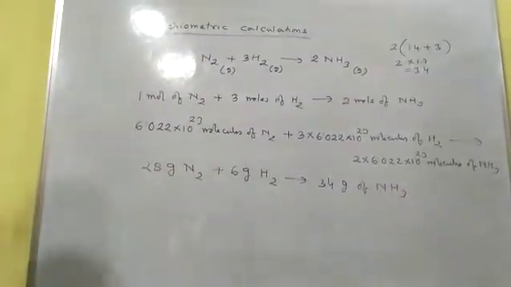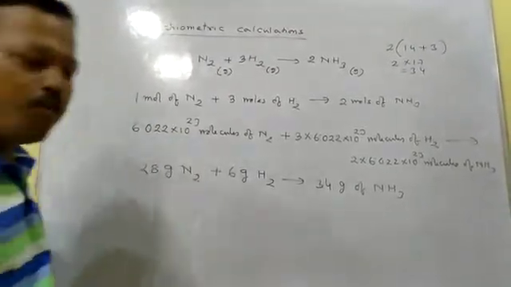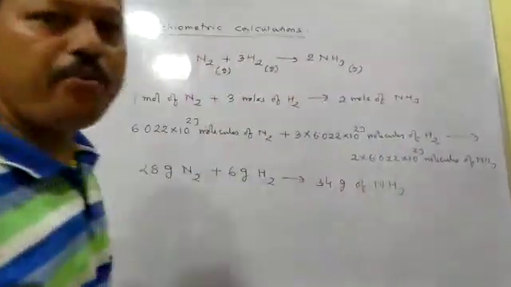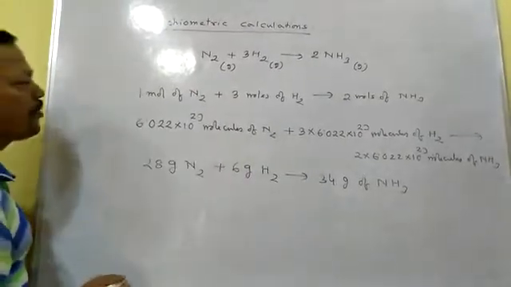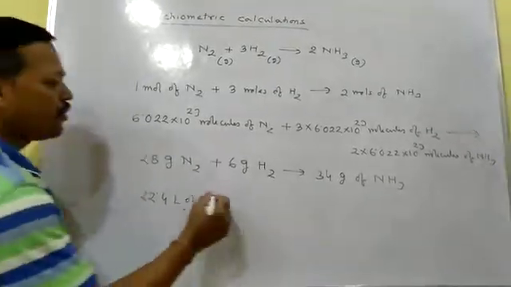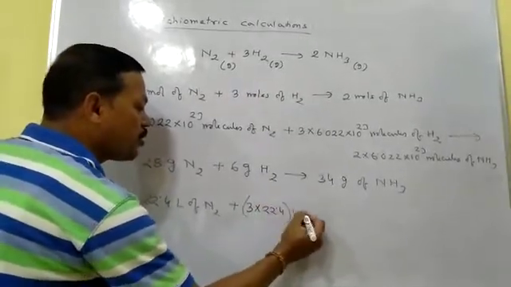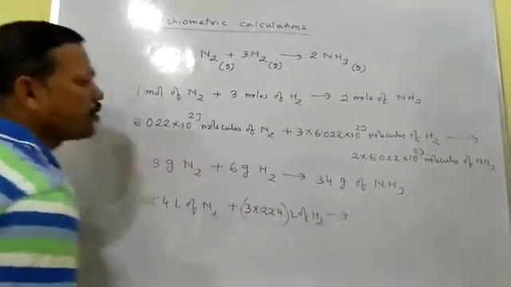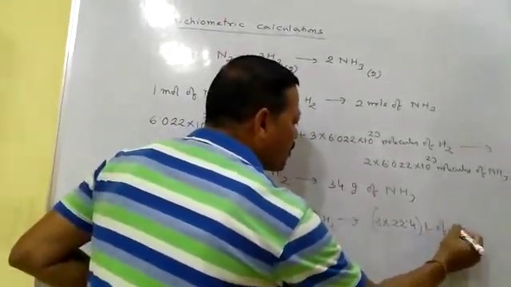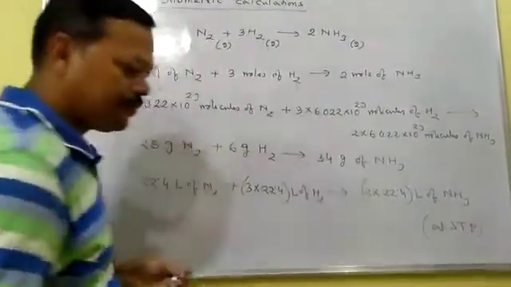So like this way you will get the idea about their masses also. Again, since these are gases, in mole concept we have 1 mole of gas always contains 22.4 liters by volume at STP. So 1 mole nitrogen means 22.4 liters of nitrogen gas combines with 3 moles, so 3 into 22.4 liters of hydrogen, it produces 2 moles ammonia, means 2 into 22.4 liters of ammonia gas, but it should be at STP.